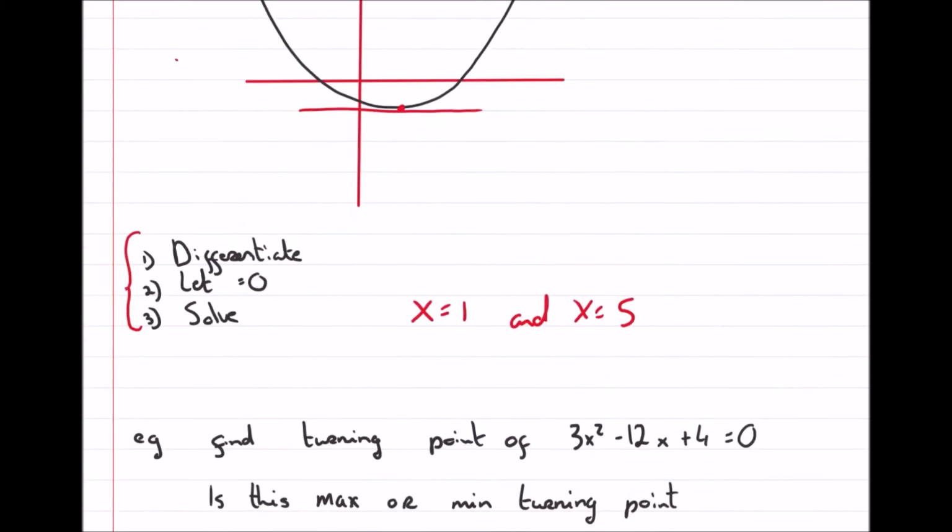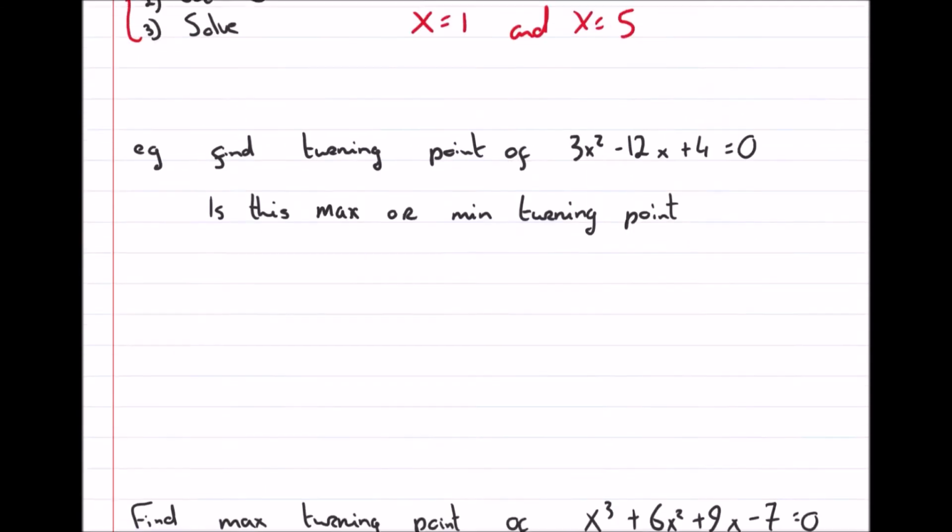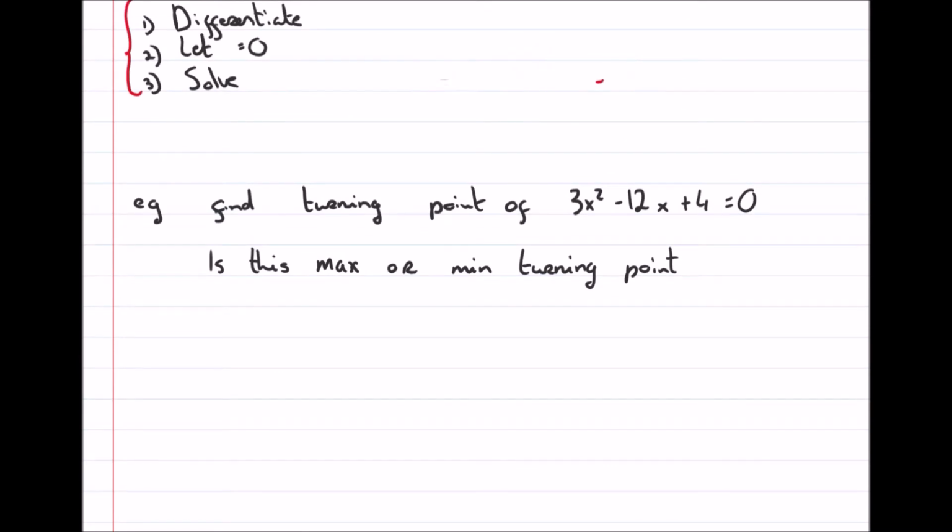Right. Let's look at this question then. It says find the turning point of 3x squared minus 12x plus 4 equals 0. If I was just to sketch that, just think, what shape is it? Well, x squared, so it's quadratic. Is it going to be an N shape or a U shape? Well, it's a plus value here, so it's going to be a U shape. So this is going to have a minimum value.